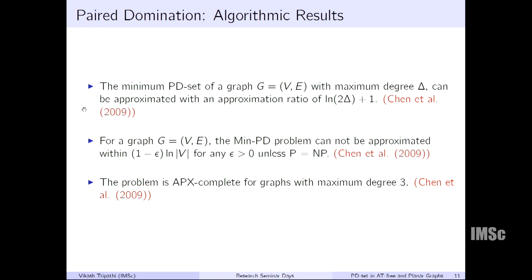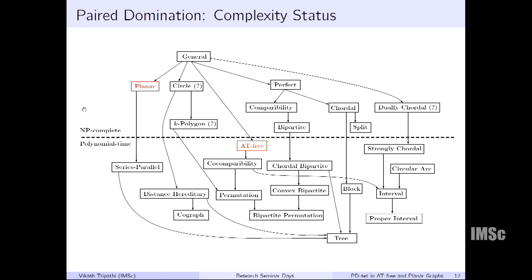At the algorithmic front, the minimum pair domination problem on a graph with maximum degree delta can be approximated within the ratio of log of 2 delta plus 1, and it cannot be approximated within better than (1-epsilon) log of size of vertex set for any epsilon greater than 0 unless P equals NP. The problem is also known to be APX-complete for the graphs with maximum degree 3. Since the problem is hard on the general graphs, people have considered special graph classes to study the complexity of the problem.